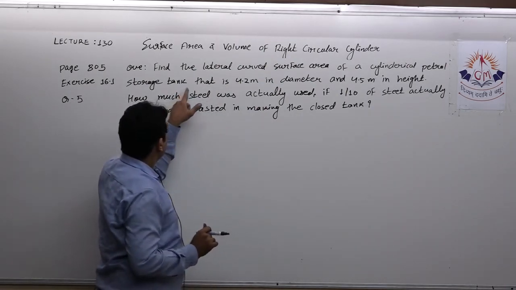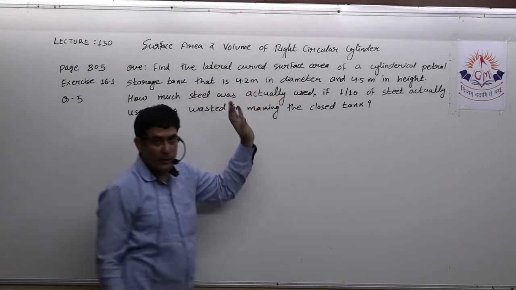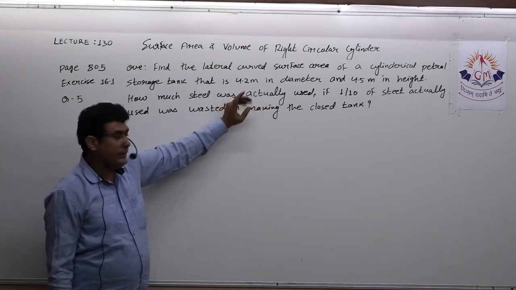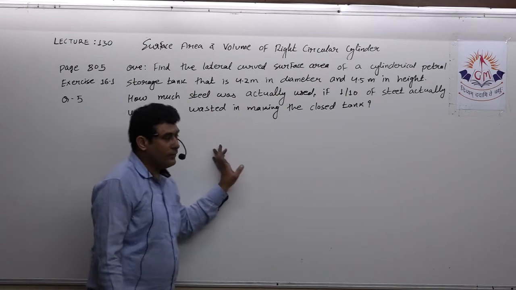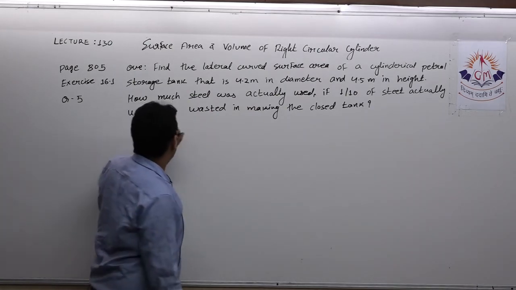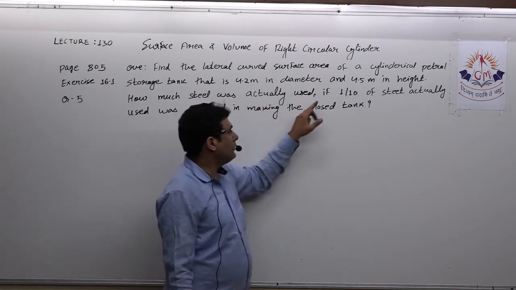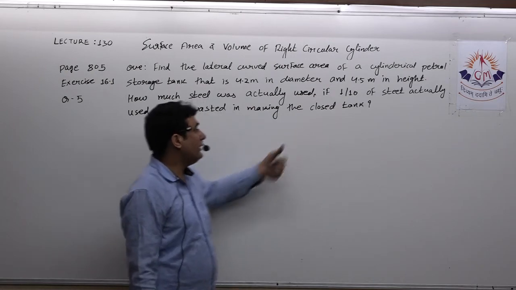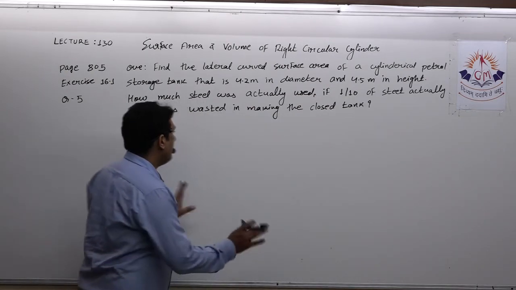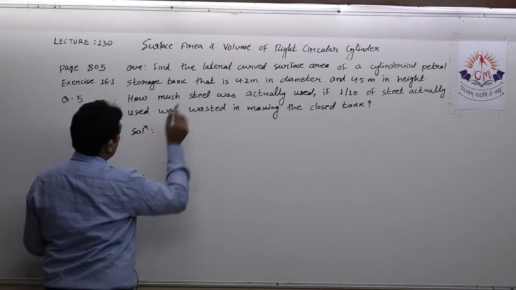Second thing, to get that curved surface area, what we need: height and radius. Both are given directly. Height is given 4.5, and as diameter is given, it is easy to get radius. It is not difficult, just we have to put the formula to get the value. Now, further it is given how much steel was actually used if 1 by 10 of steel actually used was wasted in making the tank. That is a different thing. So first we'll get the answer of the first one.